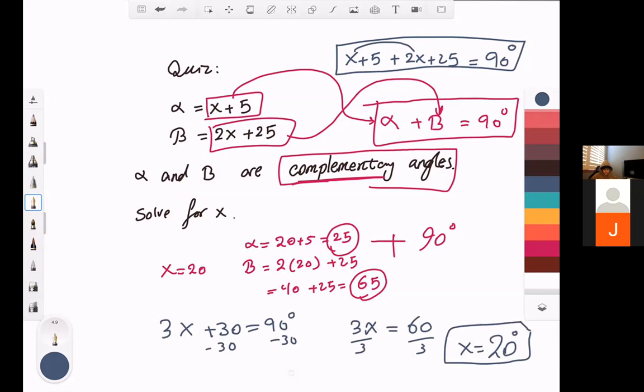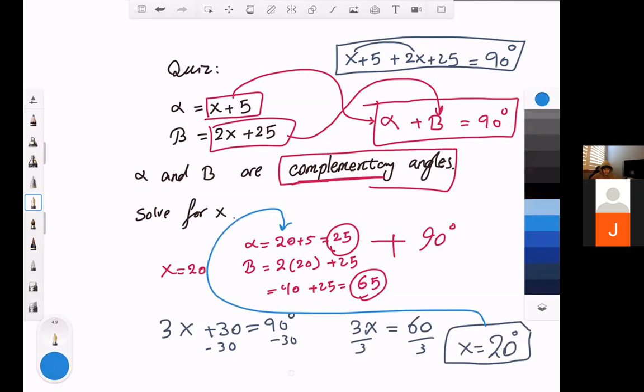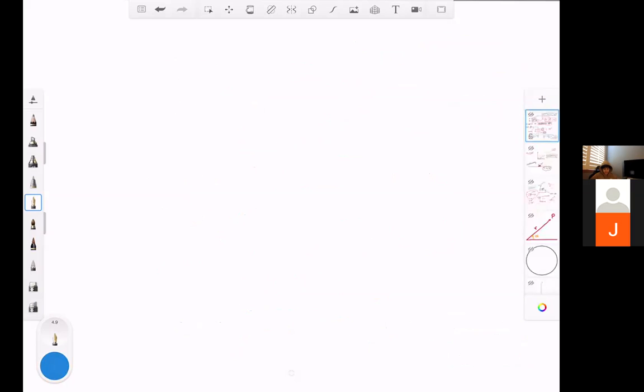On your homework, they might ask you to solve for x, or they might ask what alpha is, or what beta is. If they're not looking for x, but just ask you what alpha and beta are, your job is to plug it in, same as I did. So alpha is 25, beta is 65. Any questions here? All right, very good, Jason. Very good. So now let's go back to our circle.